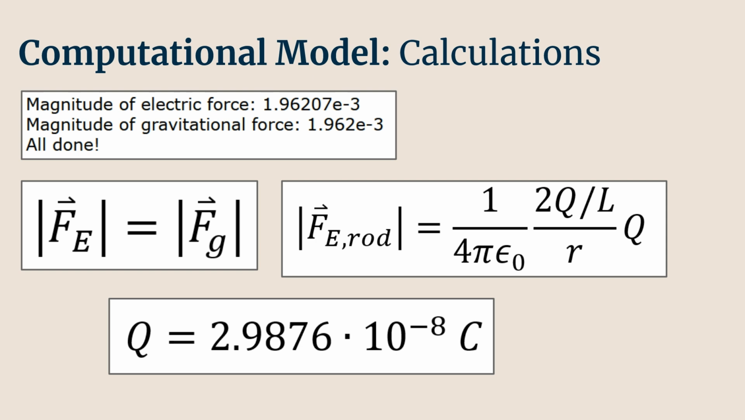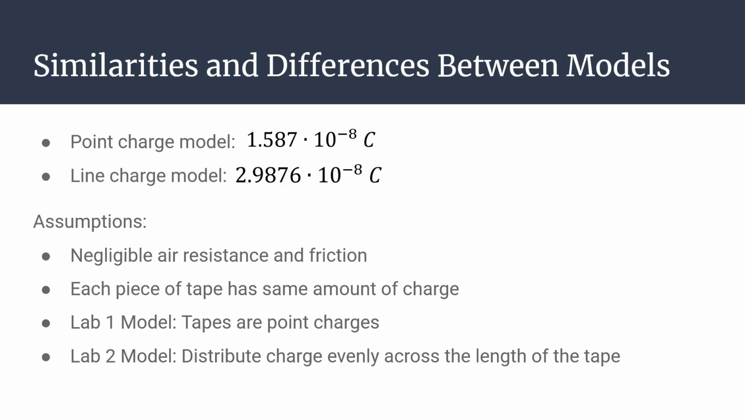Since we're treating the bottom tape as a rod of point charges, we're using the formula for the electric force of a rod to find Q. L is the length of the tape and R is the distance between the two tapes. Using this formula, we're able to check the charge that we guessed in the code that makes the magnitudes of the forces equal, and the charge is found to be 2.9876 times 10 to the negative 8 coulombs.